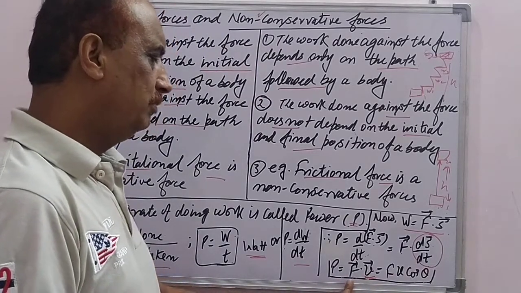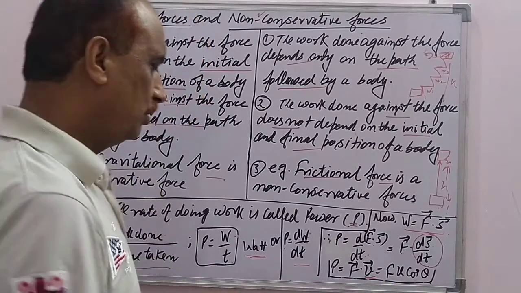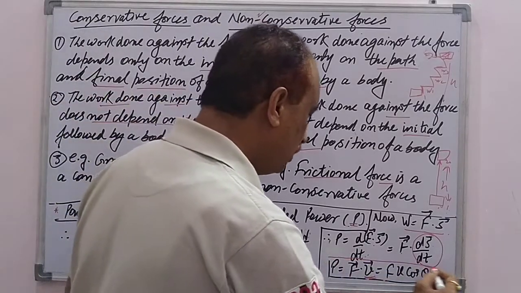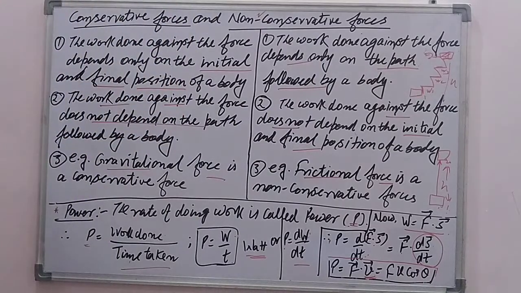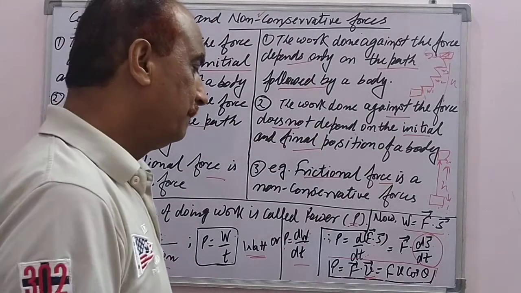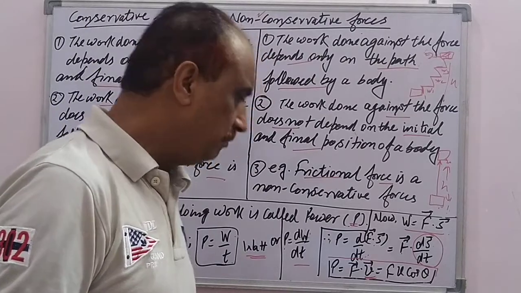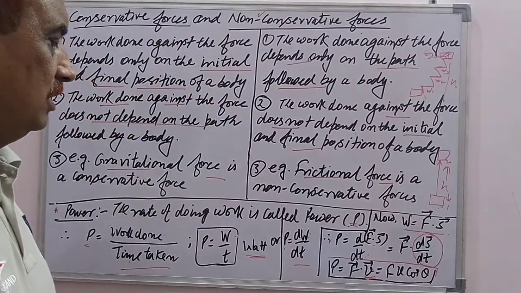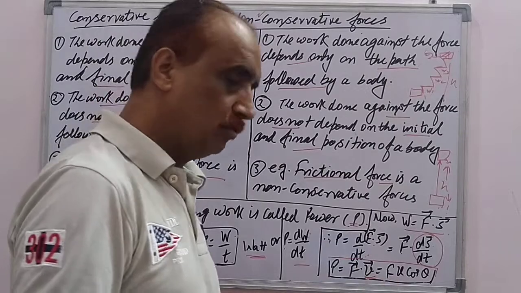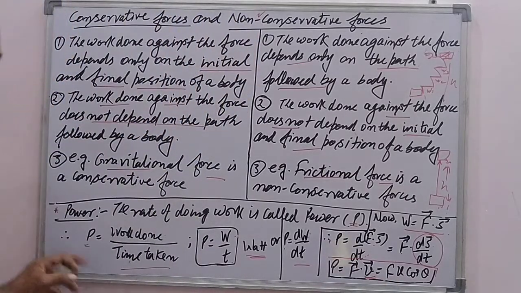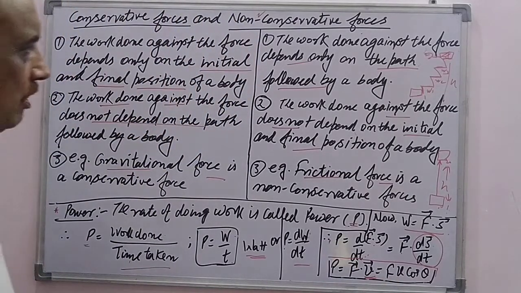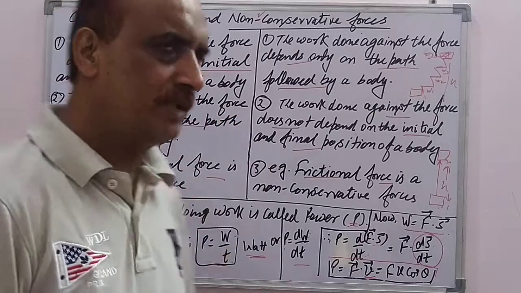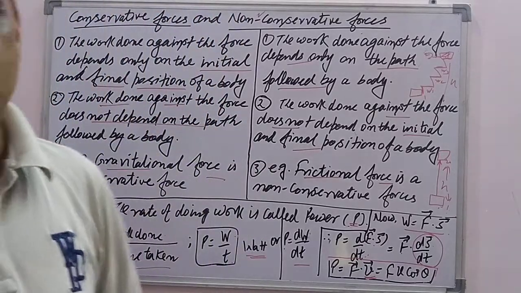F dot V can be written as Fv cos theta. So this is another formula in which we can write the relation between the power, force and velocity when the body makes some angle theta with the line of action of force. So this is the definition of power. Now I hope that you understand the definition and the differences between these two. Okay, thank you very much.